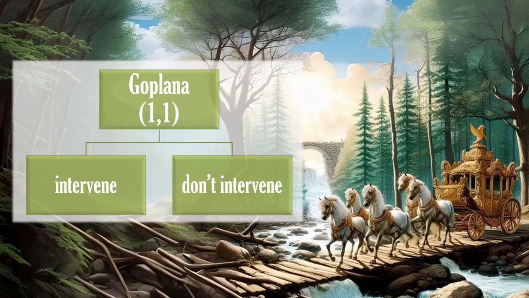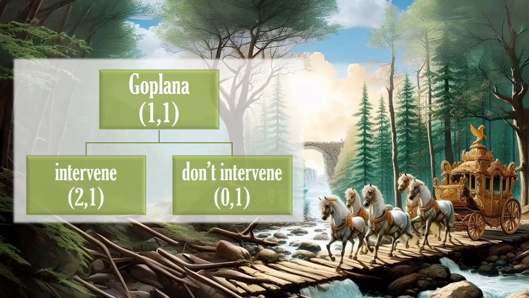Depending on the player's current preferences, we assign a higher payout to the more profitable choice. In this example, to save her love, Goplana should intervene, so she gets 1 point here, and if she doesn't intervene, then she loses 1. We do not change the other player's payouts. We also do not consider the further consequences of the decision made. Only the player's preferences at the given moment are considered.